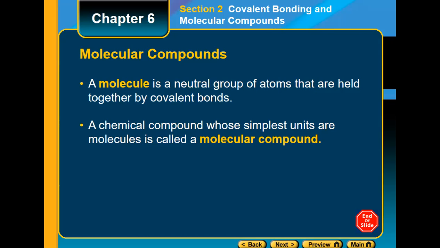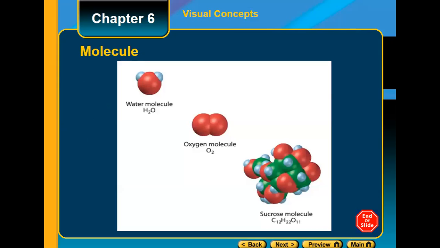So all covalent compounds are molecular compounds, like water, as we said. Another example is glucose, C6H12O6. All these carbons, hydrogens, and oxygens are attached to each other by covalent bonds, so it's a molecular compound. NH3, ammonia: the nitrogen is held by three covalent bonds with hydrogen. All these are molecular compounds. A molecule is a neutral group of atoms held together by covalent bonds.